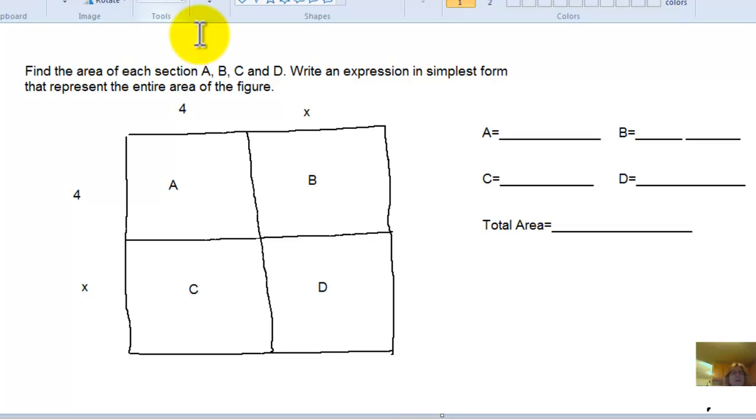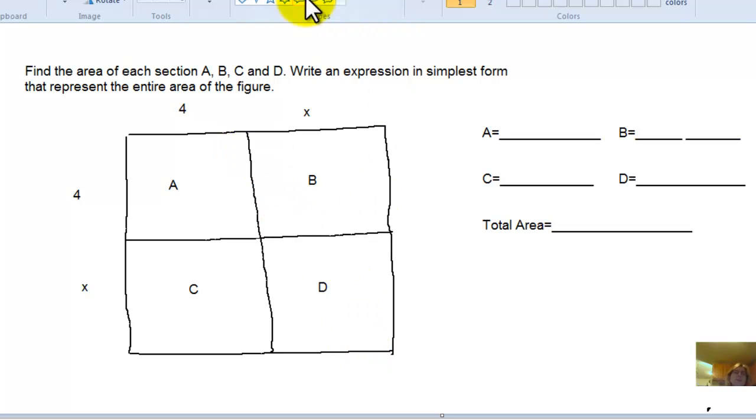Alright, this is another practice problem for test number 4, and this is like the opposite of the first practice problem that I did. In this situation, what they're looking for is they want you to find the area of each section A, B, C, and D, which is, as we talked about in the last problem, each separate square has its own area. And when you add each section of the larger square, you will get the area of the large square.